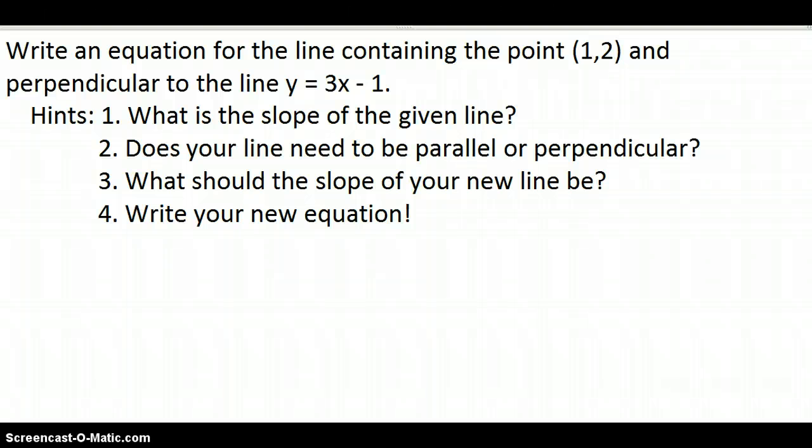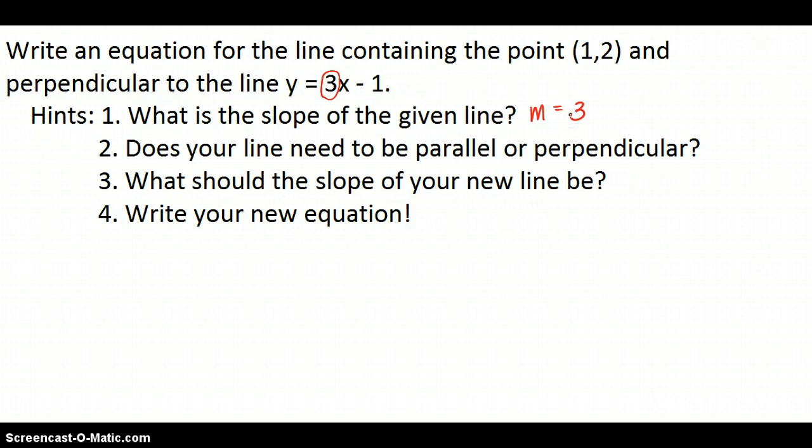Now before you actually write your equation, there are three questions that you should ask yourself. The first question is, what is the slope of the given line? They give you an equation, we can find the slope of it, we need to do that first. So when we look at the equation y equals 3x minus 1, it's already in slope-intercept form. The equation is already solved so that y is by itself. So all we have to do is find the m, right? Y equals mx plus b. So we know that the slope of the equation that they give us in the question is 3.